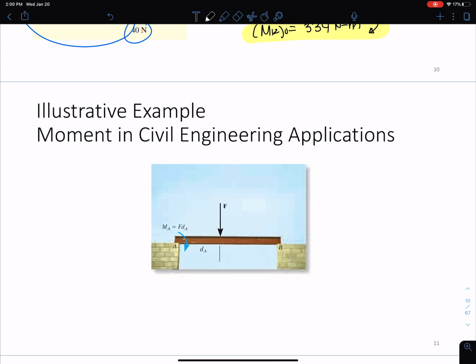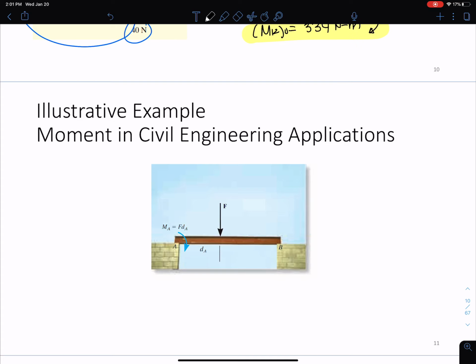So this here is an illustrative example of how moment works in some civil engineering applications. We have a beam and some force F applied on the beam. What I want to show you is that moment doesn't always cause a rotation, because remember, we're dealing with statics right now, and our systems are staying still. So there's actually a force applied, and instead of causing rotation, what we have is a resistance to rotation.